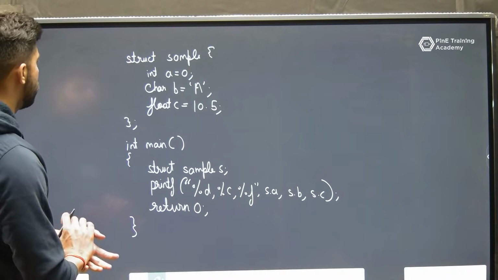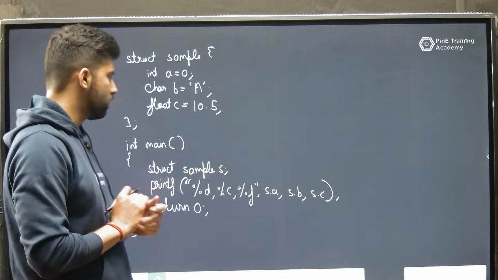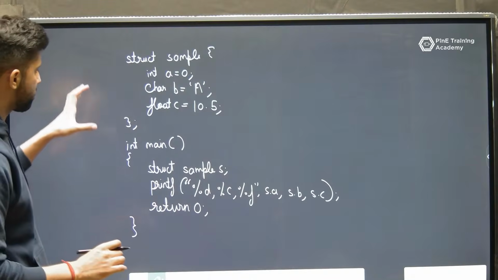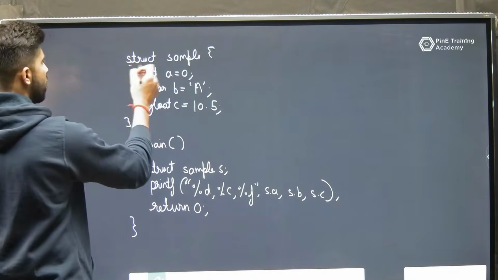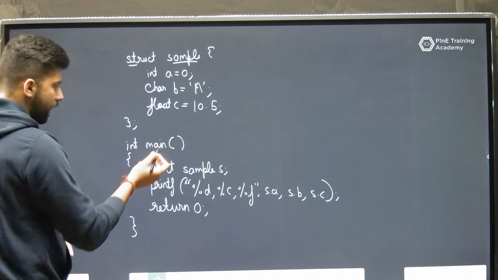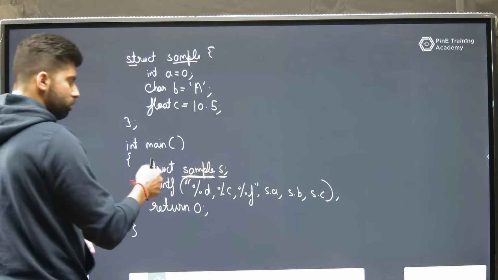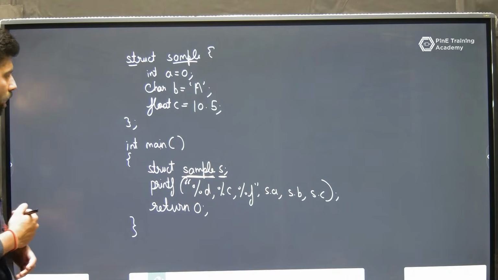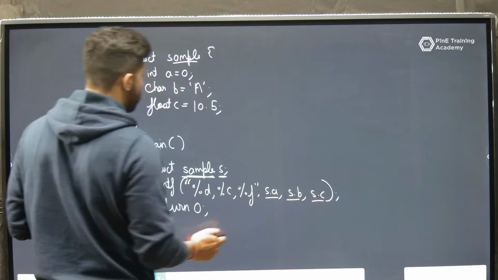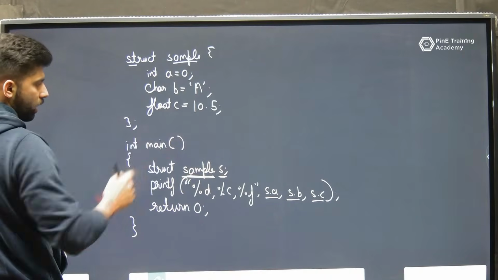Let's take a sample problem for a structure. We will discuss this. It is a very simple problem. We have a struct sample which has 3 particular variables, and inside the main function I am creating a variable using this structure, and I'm trying to print s dot a, s dot b, s dot c. That means s of a, s of b, s of c.